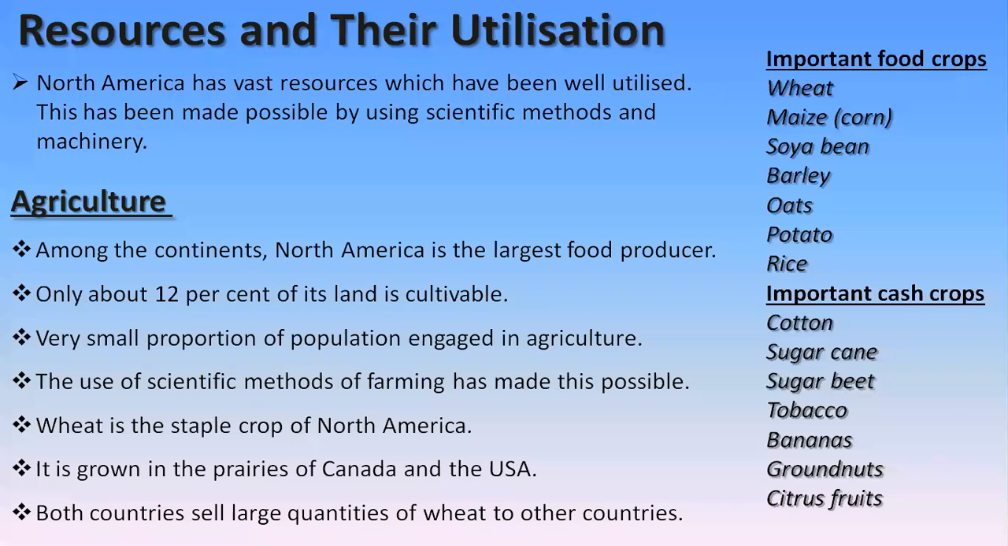Once again, we are going to discuss the resources and their utilization. North America has a large variety of resources, which are utilized in an effective way by using scientific methods and machinery. First of all, we will look at agriculture. While we are discussing agriculture, America is the largest food producer, even though only 12% of their land is cultivable and a small population is engaged in agriculture. They are a large food producer.